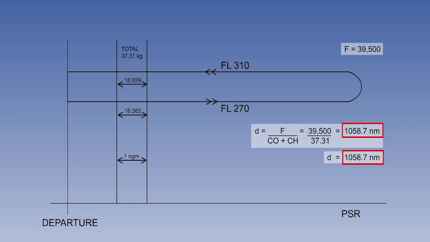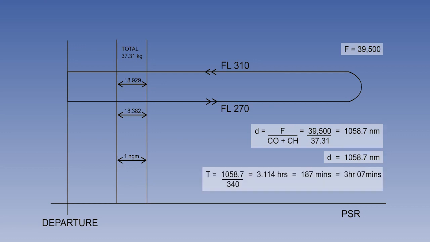So now that we have the distance, we can find the time from the ground speed outbound. The time will be this distance divided by O, which is 340 knots.